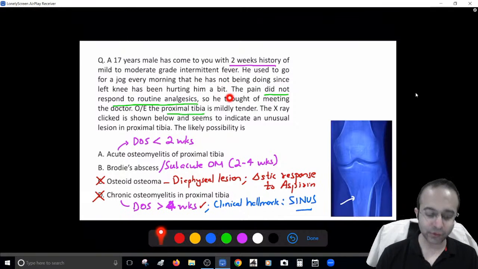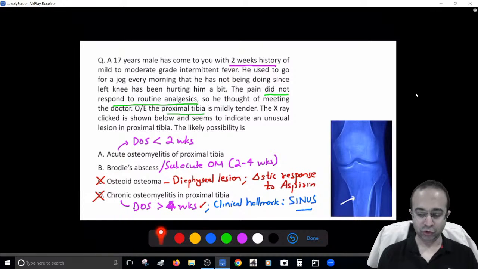So there's no history given pertaining to a sinus. So no sinus is there. The duration is not crossing that 1 month. So I can safely rule out chronic osteomyelitis, which leads me to these two choices.